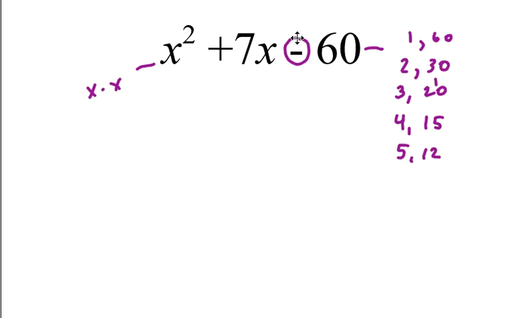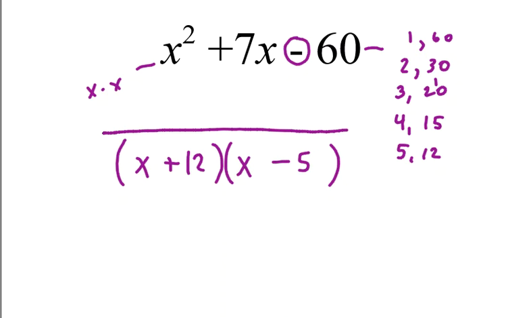Because this is a negative, that's going to tell me that in my two parentheses, one is going to be positive and one is going to be negative. So basically, I want that if I'm going to combine these, when I subtract them, it'll net me positive 7. So I'm going to place 12 there and 5 there. That will give me a 7x in the middle. Notice I'm not solving here. I'm not doing anything else with it other than just factoring it into the two pieces that will multiply to that trinomial.